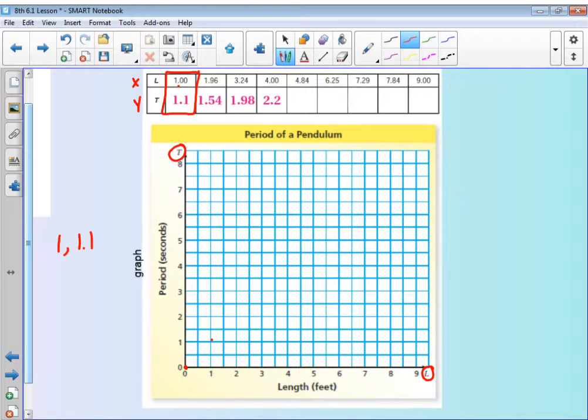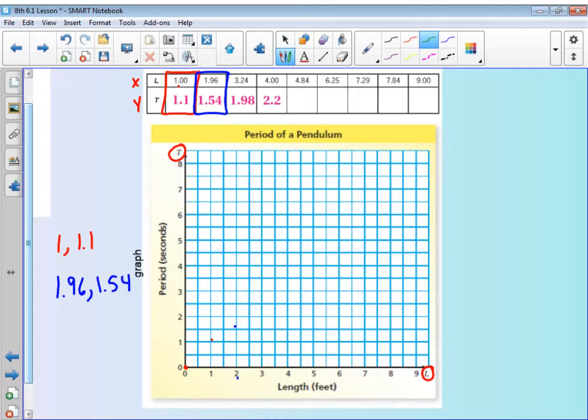So our next one, when I go to do this next dot, I would read this one here as 1.96. So that's close to 2, just under 2. And then over to 1.96, up to 1.54. So that's a little over 1.5. So over to 1.96, which is a little in front of our 2. And then up to 1.54, so a little above that halfway point. Okay, so there's my second spot.